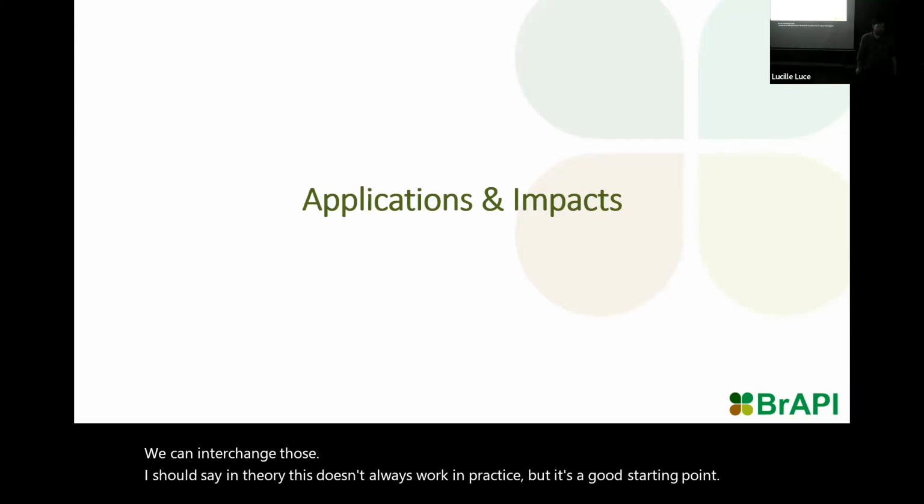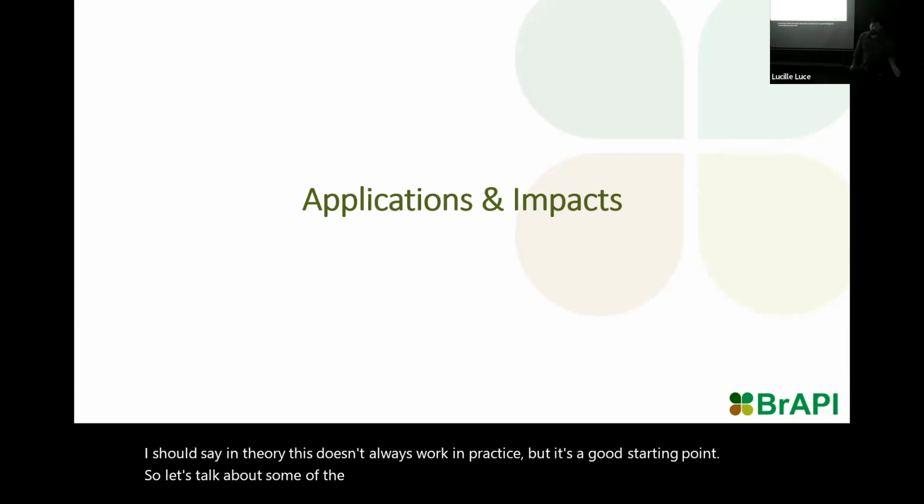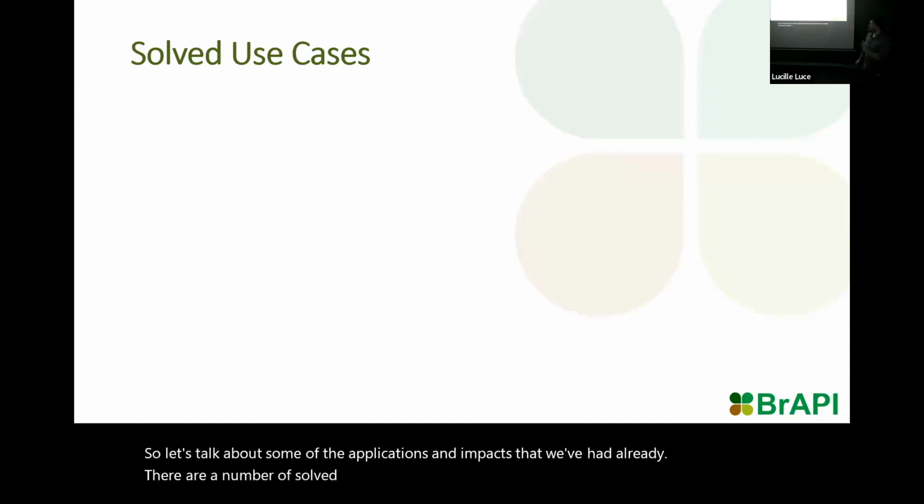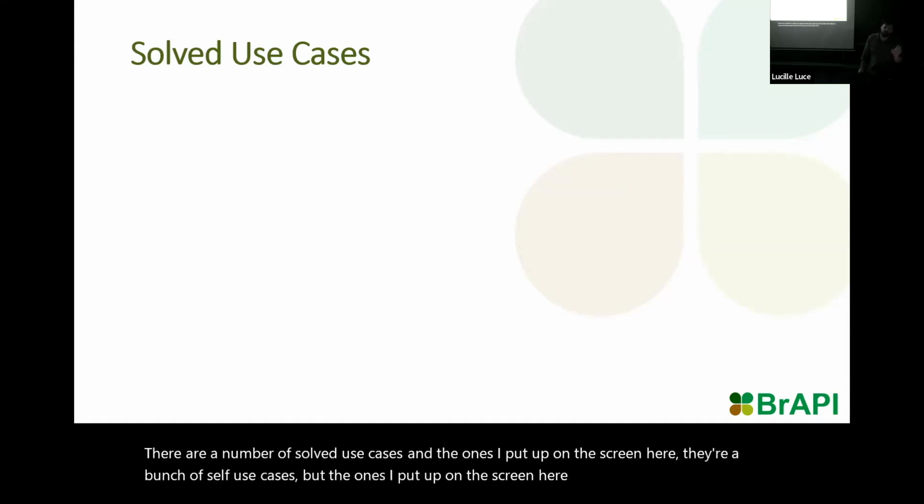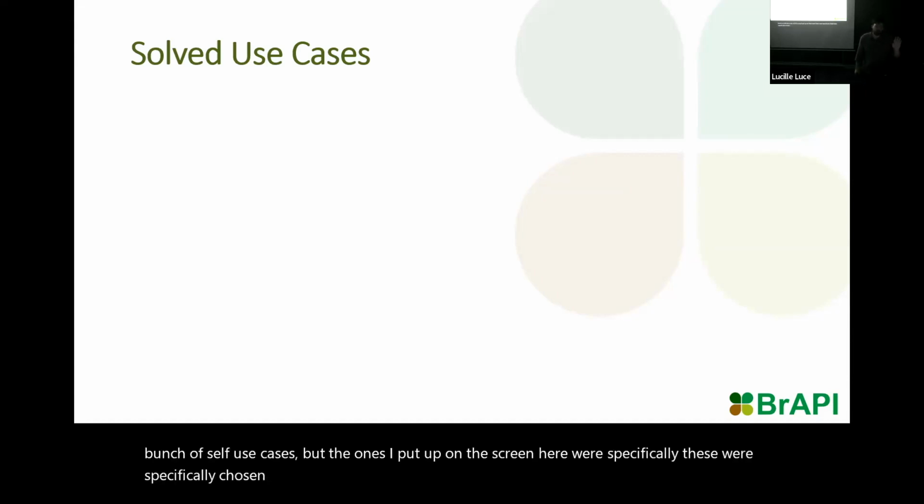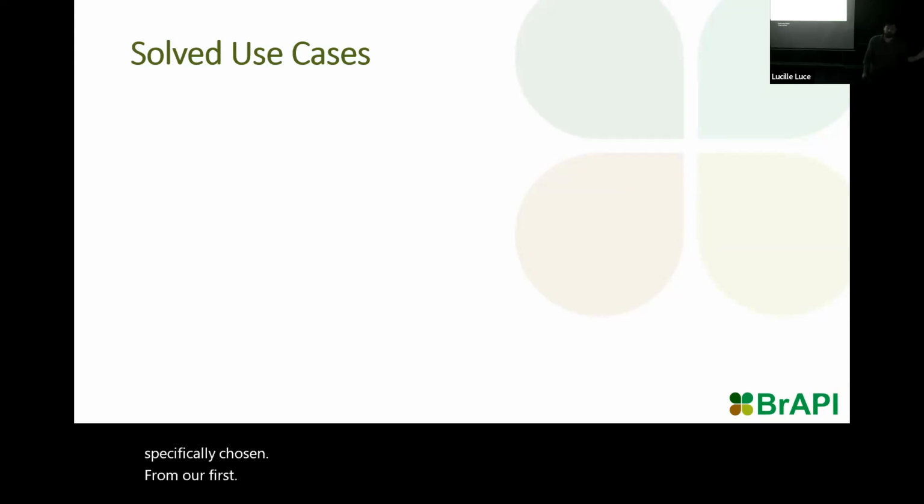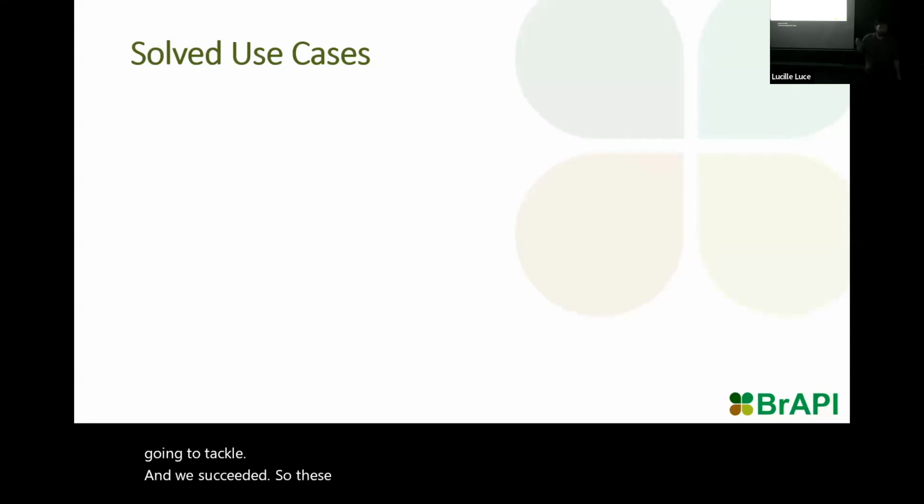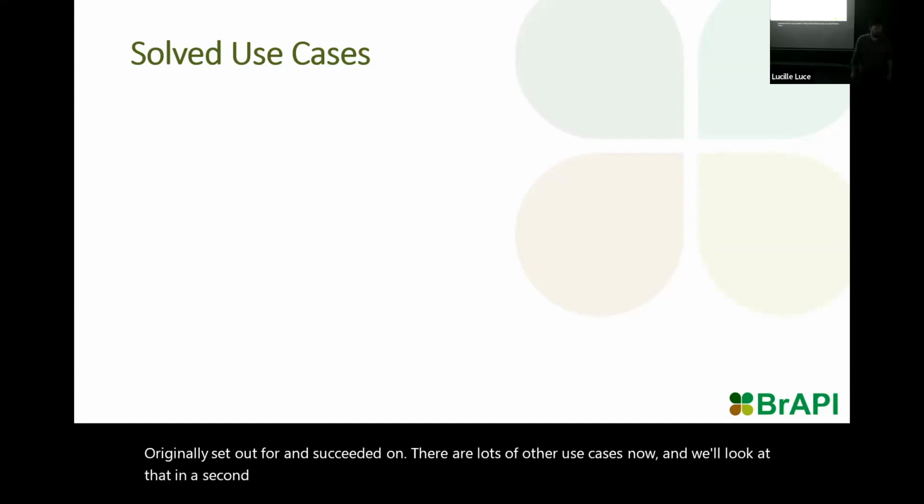So let's talk about some of the applications and impacts that we've had already. There are a bunch of solved use cases, but the ones I put up on the screen here were specifically chosen from our first funding grant. We set out to try and solve a small set of use cases with BrAPI and say, these are the ones we're definitely going to tackle, and we succeeded. So these are the 3 or 4 that we originally set out for and succeeded on. There are lots of other use cases now, and we'll look at that in a second. But these are some of the basic ones.